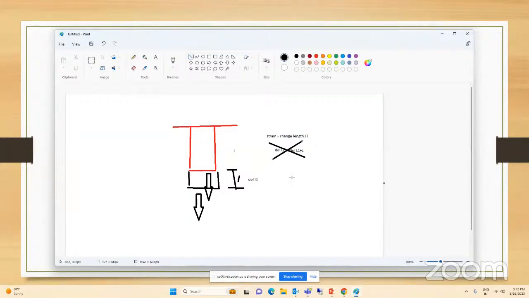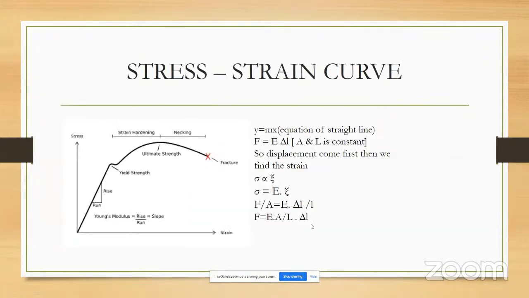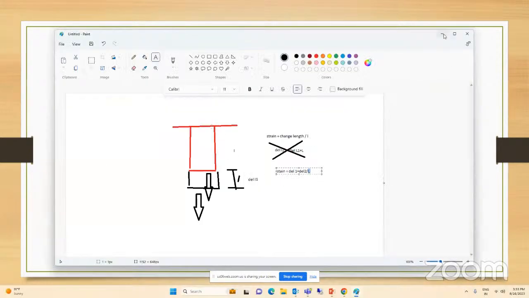What they do is keep the length constant whatever force you apply. It doesn't matter how much force you apply; the only thing is that the length stays equal. So strain equals the change in length, del 1 plus del 2, divided by the original length. It will appear like this if the length is constant. Why I am doing this, you will know once I come to the stress strain curve.